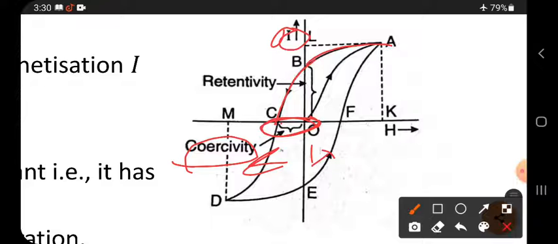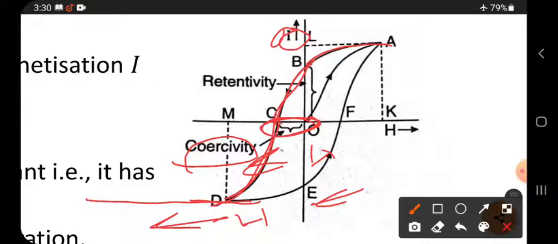Again, if you increase the H value in the negative direction, then the C to D graph is obtained. So finally the BCD graph is obtained, and if you increase further, you cannot observe any changes, so it becomes constant. The same constant value we got before, we get here too. This is called saturation, in the reverse direction.